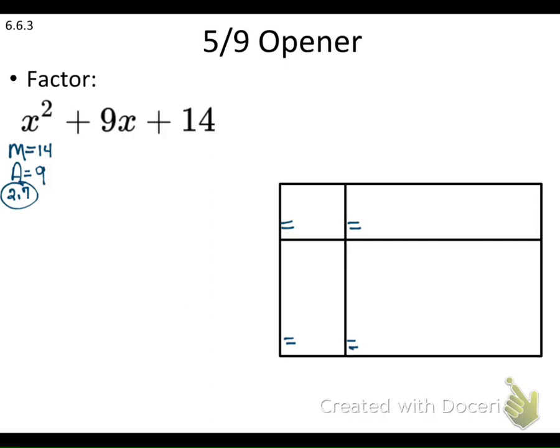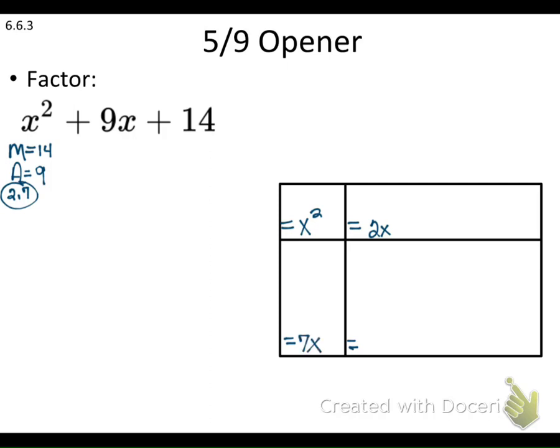The area. Good. So what's the area of my top left rectangle? This one right here. X squared. Okay. Top right. What's the area of this rectangle? 2 or 7. What variable goes with it? X. Bottom left? 7 what?